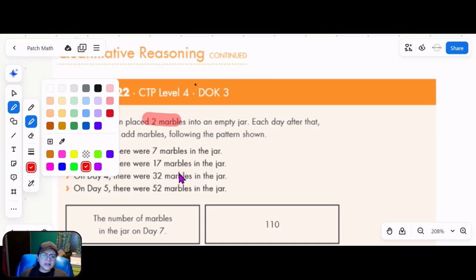So let's keep checking. And then we have 17 after that. And I'm like, wait, hold on. So that's 10. And here the difference was 5. So there might be a pattern of multiples of 5. I don't know. Let's try it.